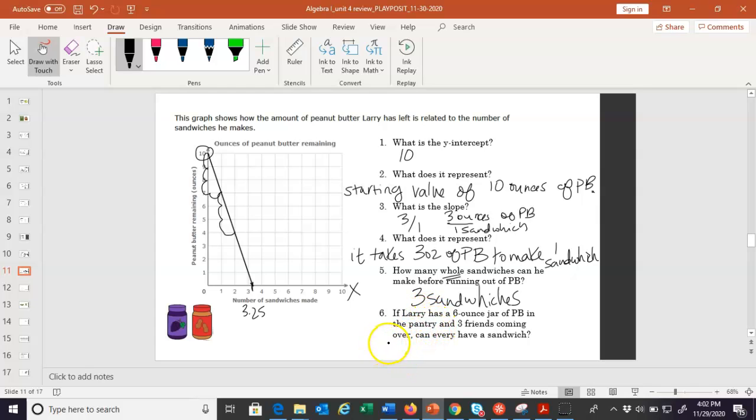Lastly, if Larry has a 6-ounce jar of peanut butter in the pantry and 3 friends coming over, can everyone have a sandwich? So he has 6 ounces of peanut butter. Let's go to the 6 ounces right here. How many sandwiches can 6 ounces of peanut butter make? We go down and look at the x value, and it looks like it's about 1.5. About 1.5.